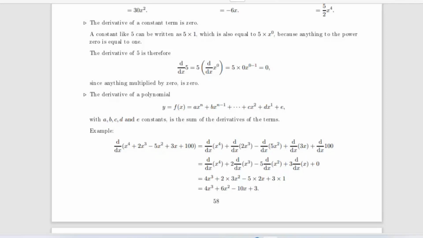For 3x, we use the power rule also, right? Even though we don't have an exponent, we still take 3x to the power. We still take 3x and then we put 1 on top because we are trying to differentiate, right? So 3x is going to be 3x to the power of 1. So we multiply the 1 with the 3, right? It's going to be 3x, right?